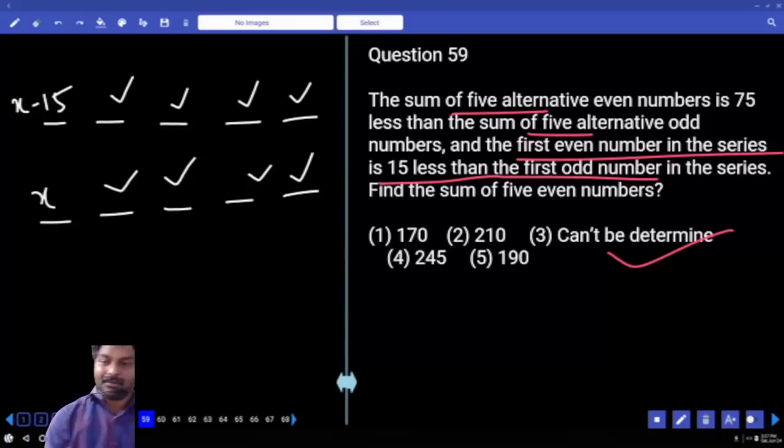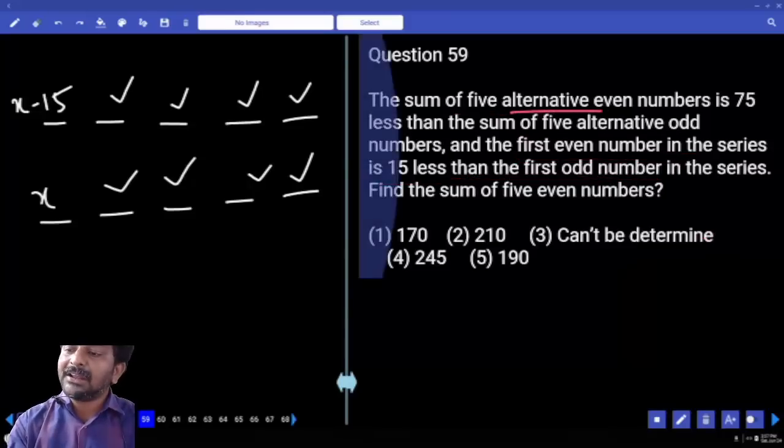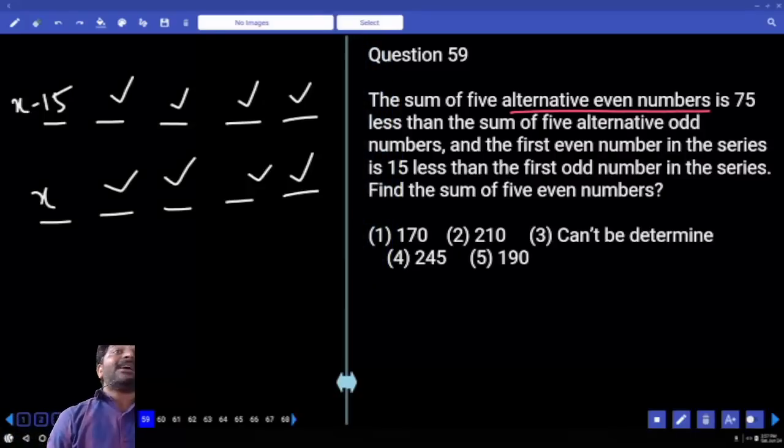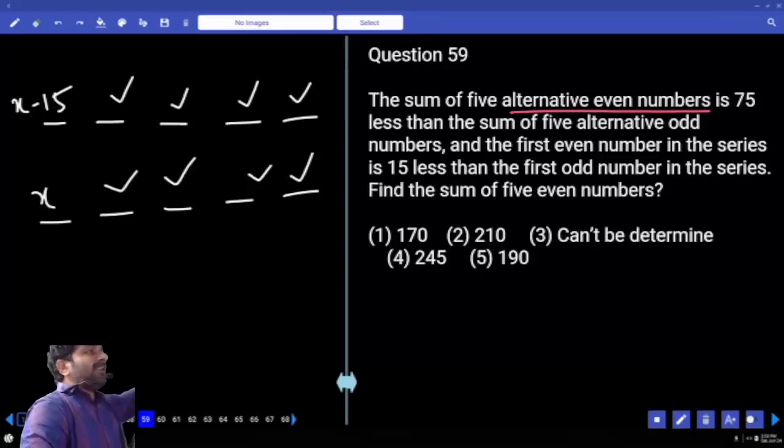Come on. They are all alternative even numbers. If they are successive even numbers, you can add plus 2, 2, 2 and 4. Correct? But they said they are alternative even numbers. That means you need to add 4. Whatever it is, can you write the remaining 8 numbers or not?